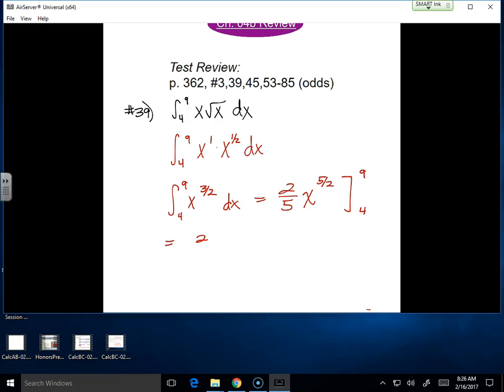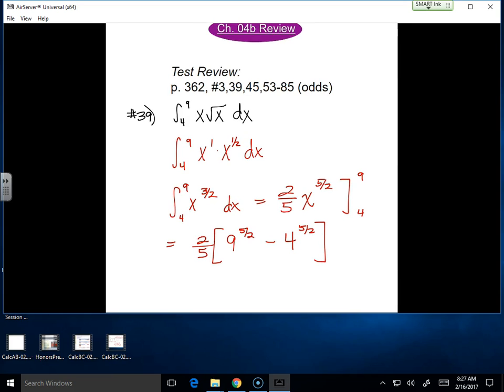We can pull the 2/5 out because it's for everybody. And we can say 9 to the 5/2 minus 4 to the 5/2. Remember, you always plug in who first? Yep, plug in b first, then we plug in a. F of b minus f of a. Now some of you are like, box it and you're done? If it's a long answer, yeah, box it and you're done. I don't mind. If it's not a long answer, stink.